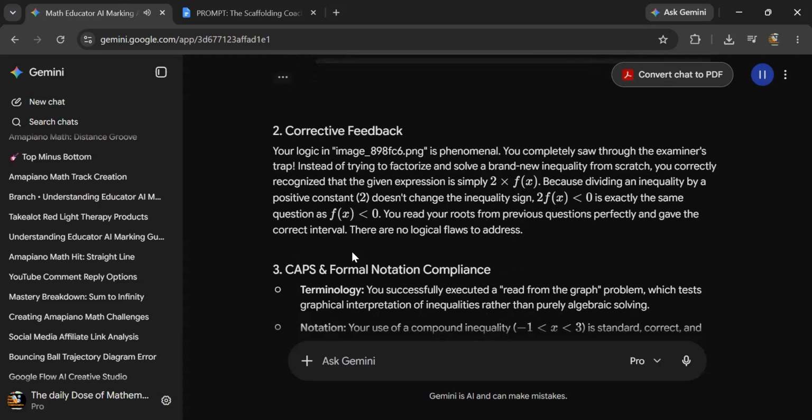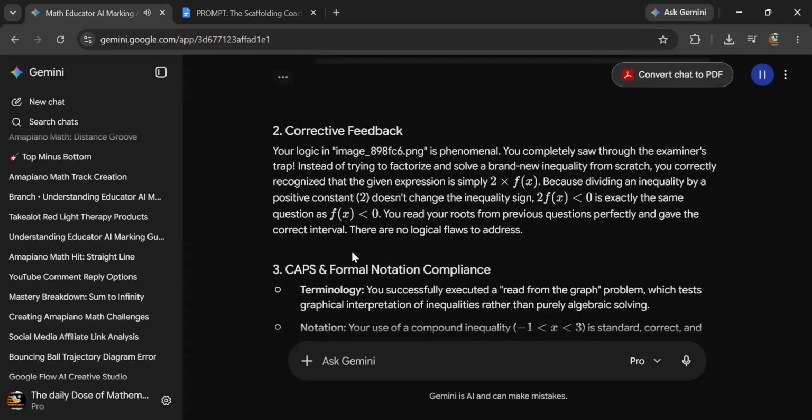2. Corrective feedback. Your logic in the image is phenomenal. You completely saw through the examiner's trap. Instead of trying to factorize and solve a brand new inequality from scratch, you correctly recognized that the given expression is simply 2 times f(x). Because dividing an inequality by a positive constant, 2, doesn't change the inequality sign, 2f(x) less than 0 is exactly the same question as f(x) less than 0. You read your roots from previous questions perfectly and gave the correct interval. There are no logical flaws to address.